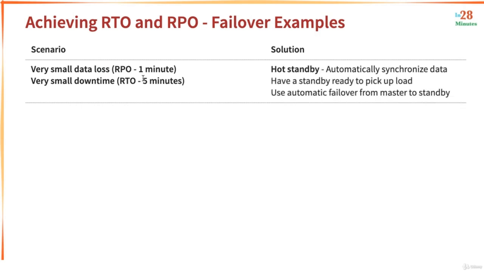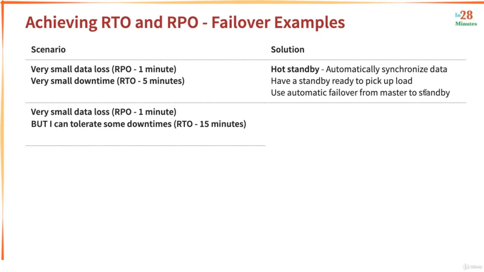So what can we do? We can have a hot standby. What we can do is to automatically synchronize data between the master and the standby. And we can have the standby ready to pick up the load when the master goes down. You will also have automatic failover configured. So you will have a health check or something of that kind on the master, and as soon as the master goes down, we switch over the failover to the standby. Thereby, we can achieve very small data loss and very small downtime. In normal times, you can also take regular snapshots from the standby to be even safer.